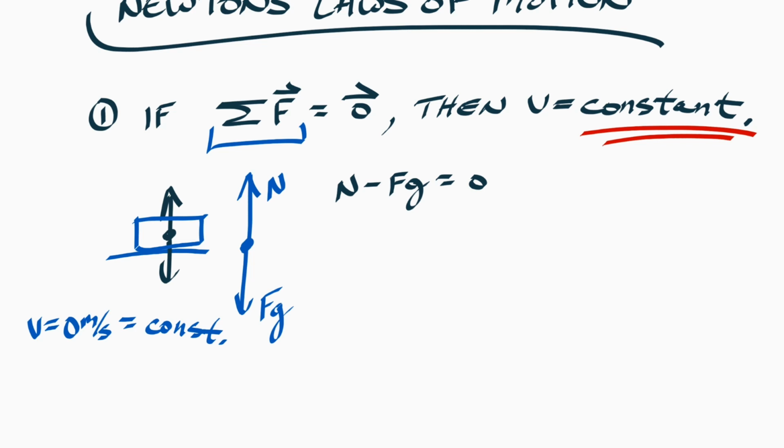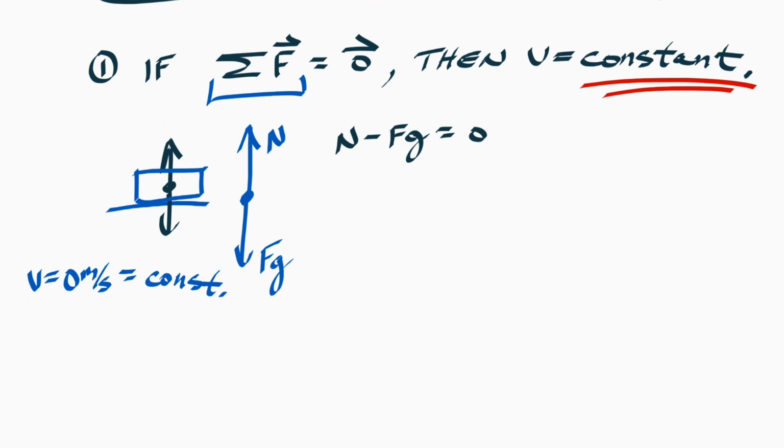Let's go over that one more time. An object at rest will remain at rest without some net external force. This box is just going to stay here unless we give it a net external force, Fa, and there's nothing else acting in this direction, and so now the velocity is no longer constant.